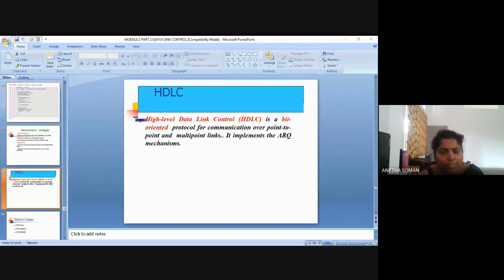Now, full duplex means again both the stations are there and both can transmit as well as receive in a simultaneous manner. Okay. Now, you should tell me what is point-to-point and what is multi-point.